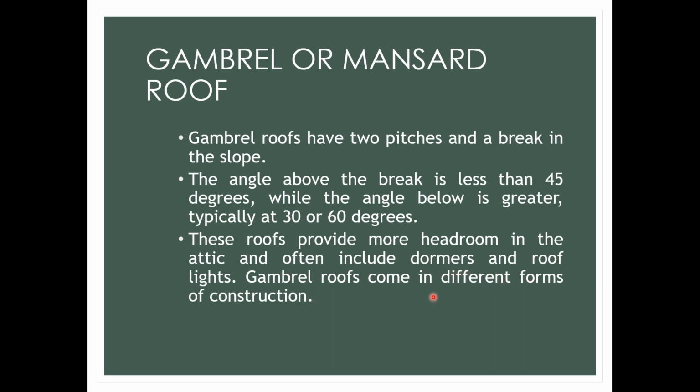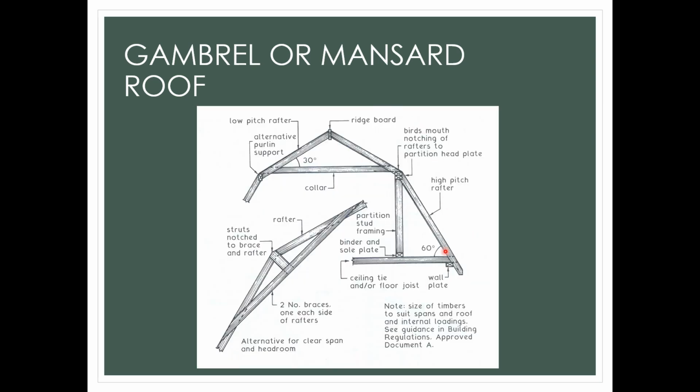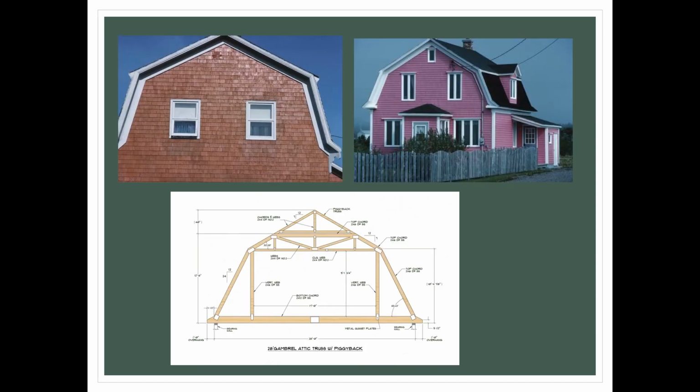So gable roofs come in different forms of construction. This is the diagram of the gable or mansard. We have the ridge board. This is the collar that connects to one of the rafters we have, and then we have another high pitch rafter here that is connected with this stud framing. The lower part is the ceiling tiles or floor joist. So this is a diagram of the mansard or gable.